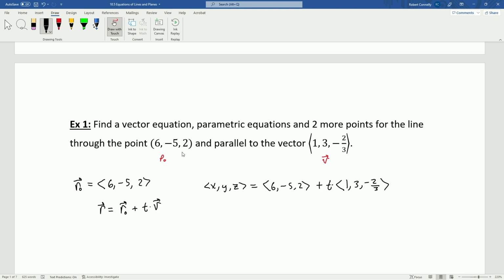However, if we're asking for the parametric equations, we would need to first combine these together. So that would give us 6 plus t, minus 5 plus 3t, so t times 3 here, and 2 plus negative 2/3 times t. And so our parametric equations would be x equals 6 plus t, y equals negative 5 plus 3t, and z equals 2 minus 2/3 t.